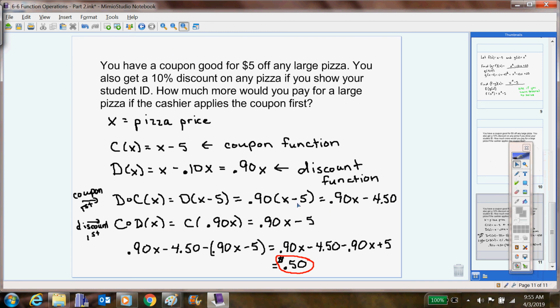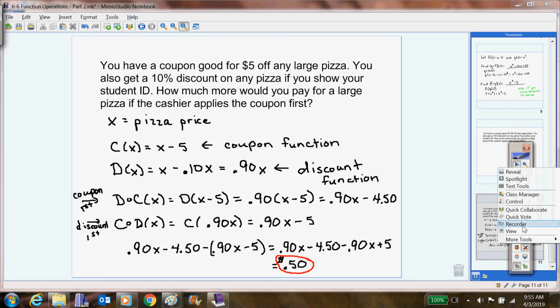Comes out that we did everything in terms of X. You didn't have to know that the original pizza cost $12 or the original pizza cost $15 or $20. Did it have toppings on it, whatever. But these particular criteria give you a 50-cent difference. And that will wrap us up for the day.